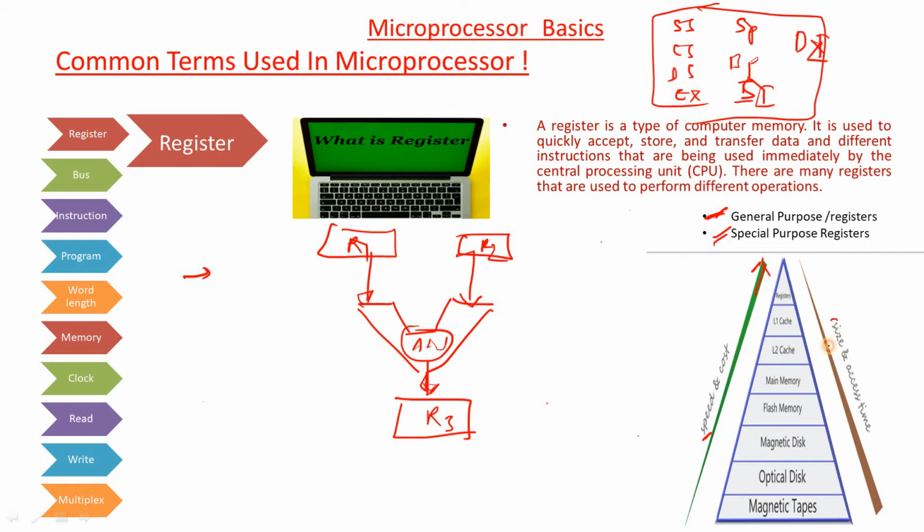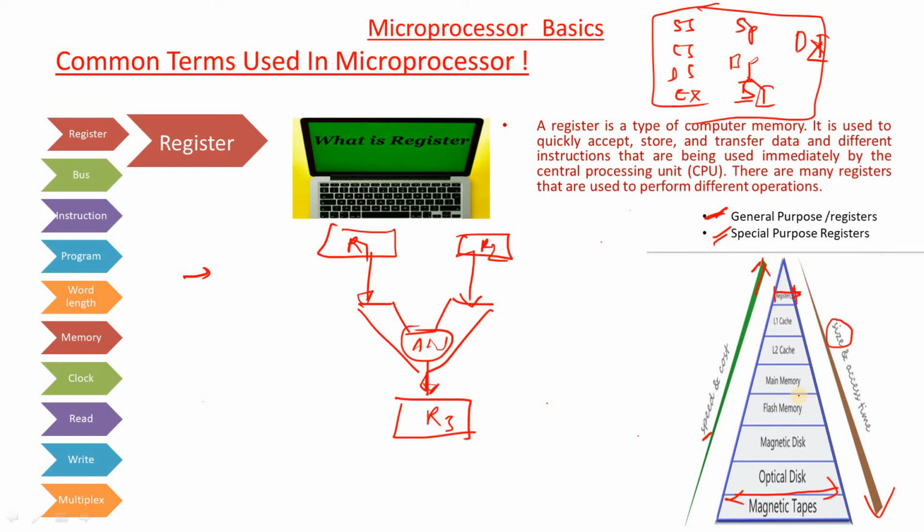Coming to this one, size of the register is very low or very small. This diagram indicates the size. The magnetic tapes or optical disc size is very high compared to registers. Register size is very low inside the computer, so this is very little memory compared to the remaining memory sizes. If you compare from top to bottom, the size increases.